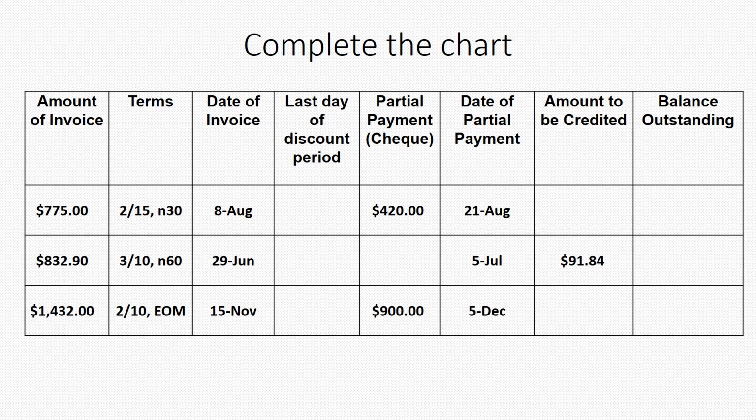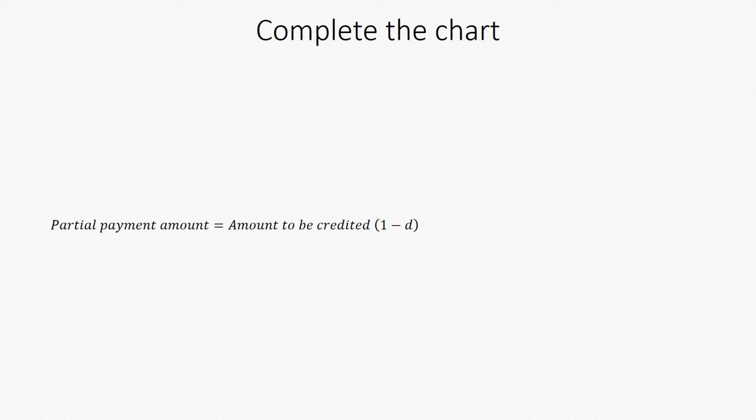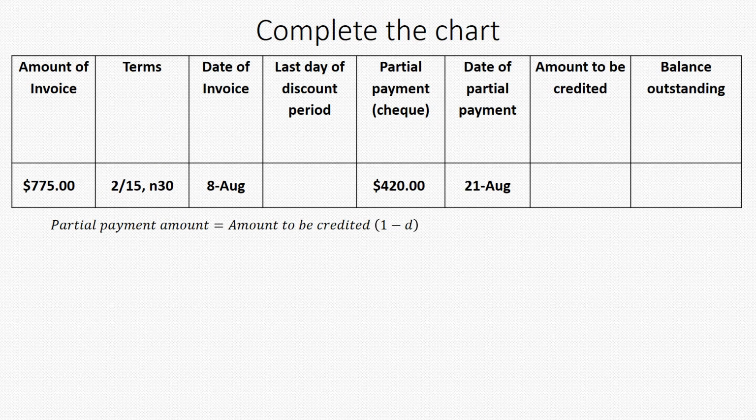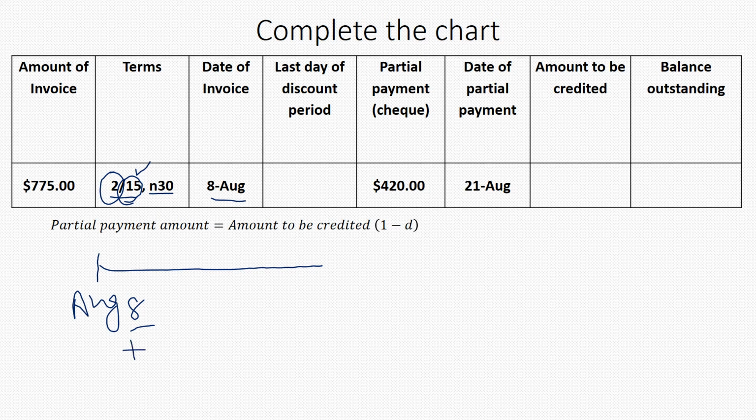Let's complete this chart using the given information. Okay, let's do the first row first. Here the date of invoice is August 8 and the payment terms are 2/15, n/30, right? Let's draw the timeline first. Starting from August 8, we have 15 days to get 2% cash discount, right? Now, to calculate 15 days from August 8, we add 15 to August 8, right?